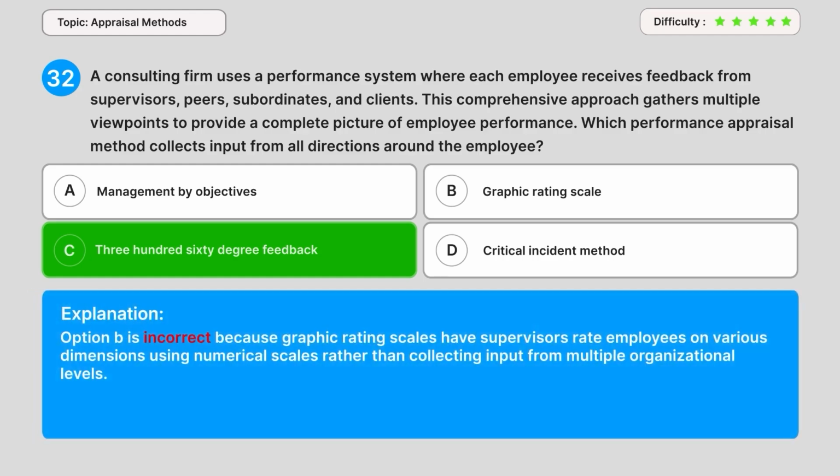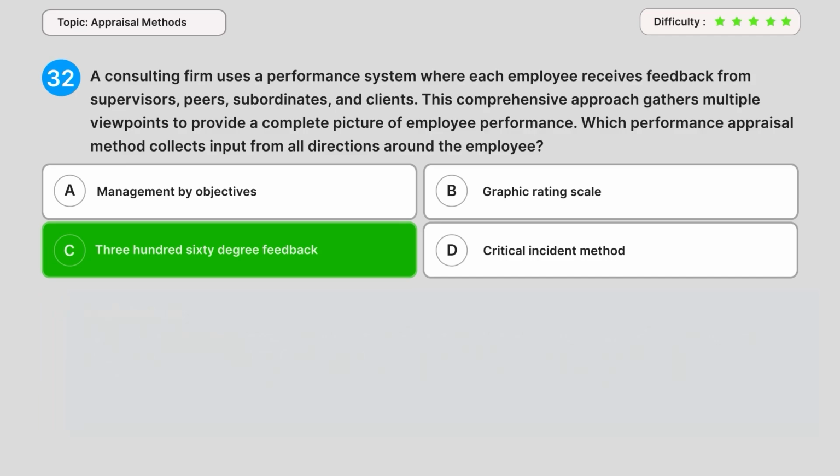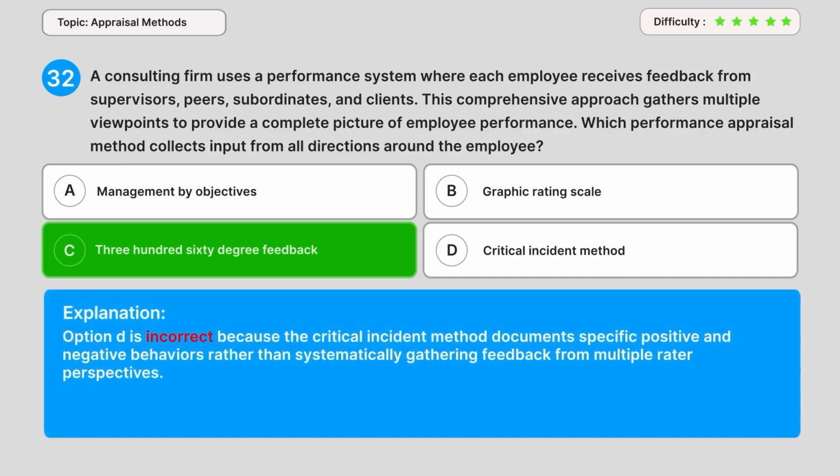Option B is incorrect because graphic rating scales have supervisors rate employees on various dimensions using numerical scales rather than collecting input from multiple organizational levels. Option D is incorrect because the critical incident method documents specific positive and negative behaviors rather than systematically gathering feedback from multiple rater perspectives.